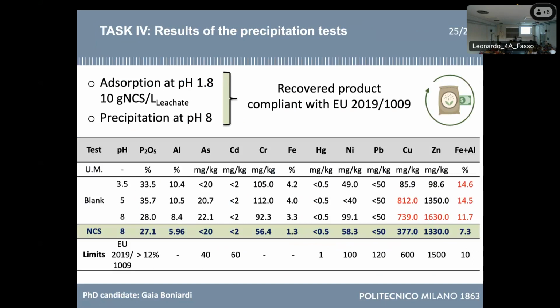While in the blank test, in which the nanosponges were not used, we have at all the pH tested a higher concentration of the sum of iron and aluminum in the product. That should be less than 10%. So this is the regulation for inorganic fertilizers. We also decreased a bit the concentration of zinc and copper, which are the most present elements in the ash and then also in the leachate.